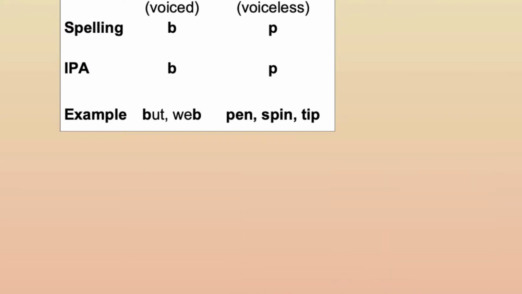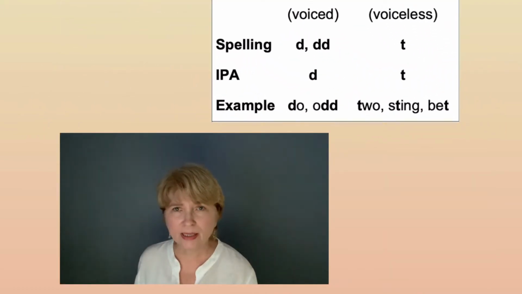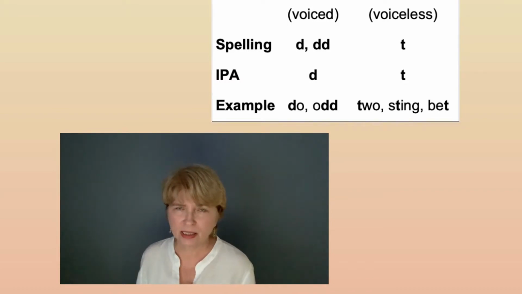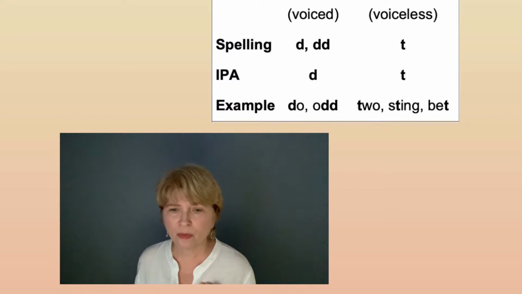Let's look at some now. As you can see, D and T work the same way. D is voiced and T is voiceless. Listen carefully to these. The English D and T are not made exactly the same in some languages. Spanish, for example. When the Spanish make the D and T sound, the tip of the tongue touches the back of the top teeth. The back of the top teeth. In English, the tip of the tongue touches just behind the teeth, on the roof of the mouth, when we make a D or a T sound.